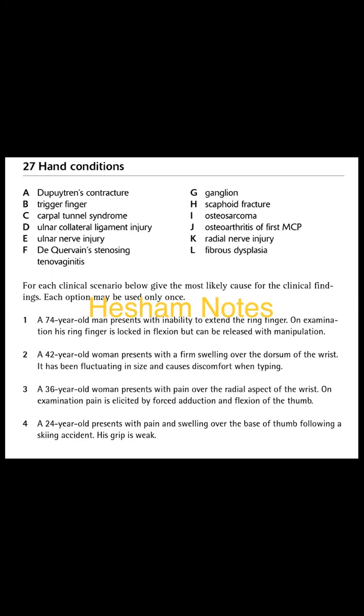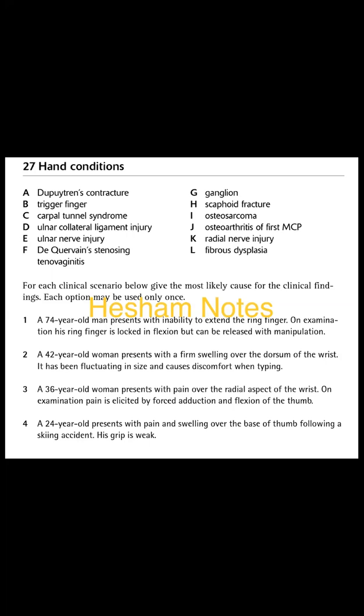Three. A 36-year-old woman presents with pain over the radial aspect of the wrist. On examination, pain is elicited by forced adduction and flexion of the thumb. It may be a scaphoid fracture? No, this is what's called stenosing tenovaginitis, with the Finkelstein sign.